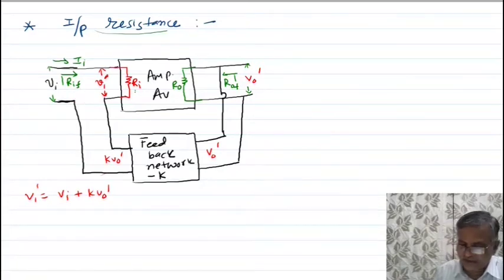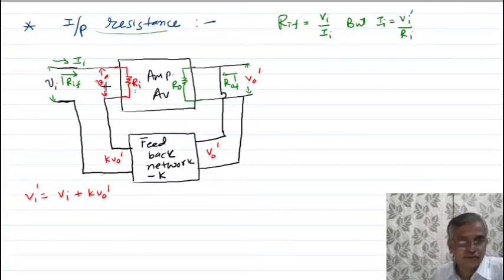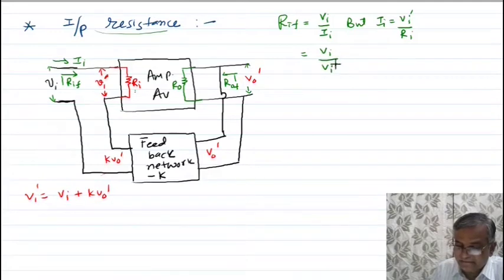So let me derive the equation of Rif. In a very simple way, from the circuit I can say Rif is nothing but Vi upon the input current. But the current is nothing but Vi dash upon Ri. You can see from the block diagram. So I can write Vi upon Vi dash into Ri.